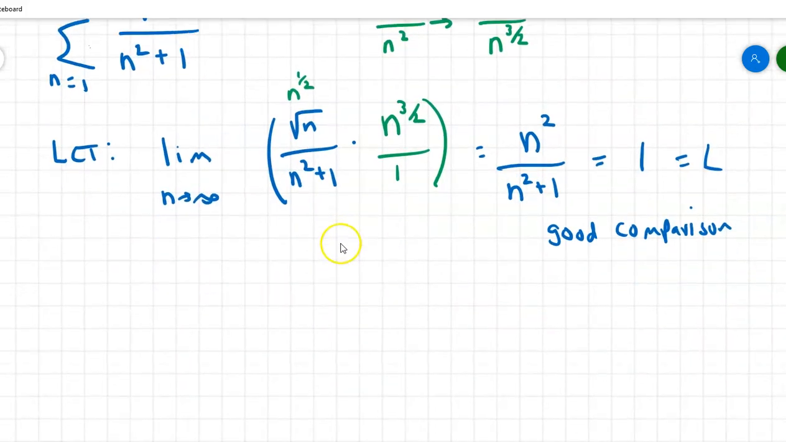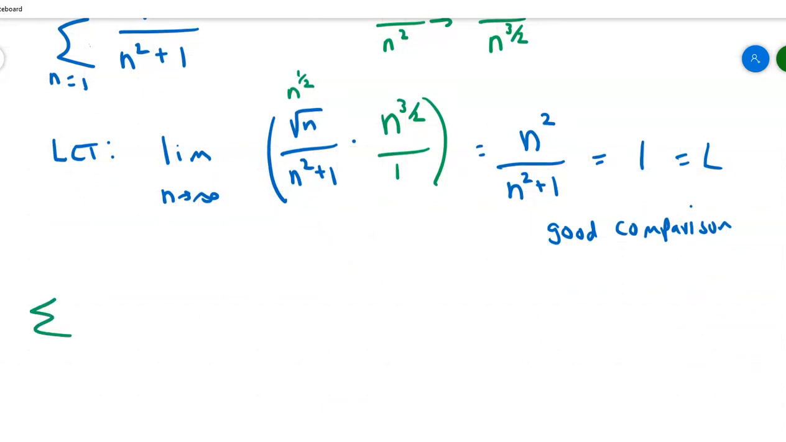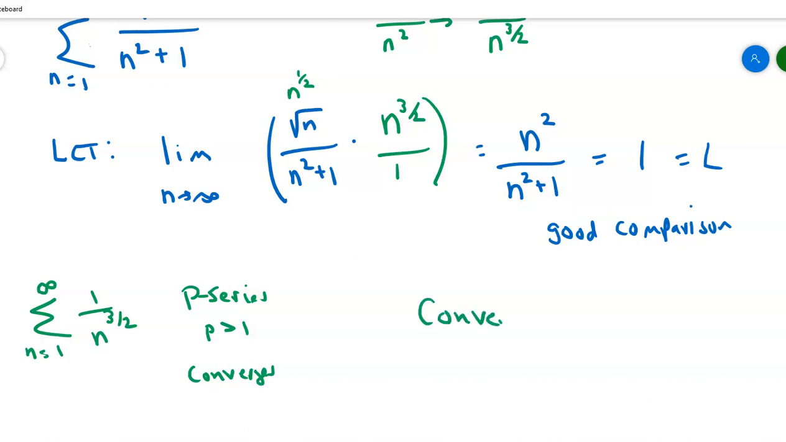because I've got a good comparison: the sum of all the 1 over n to the 3/2 from n equals 1 to infinity, that thing is a p-series with p greater than 1, therefore it converges. All right? So that thing converges by the limit comparison test and the p-series test.